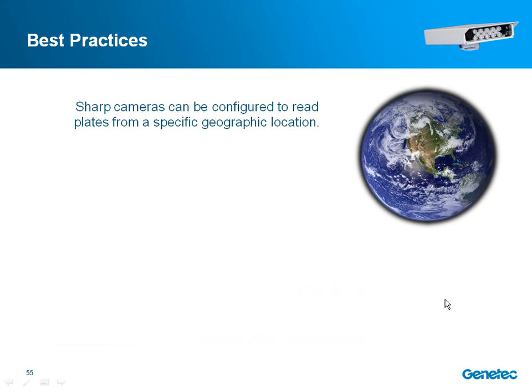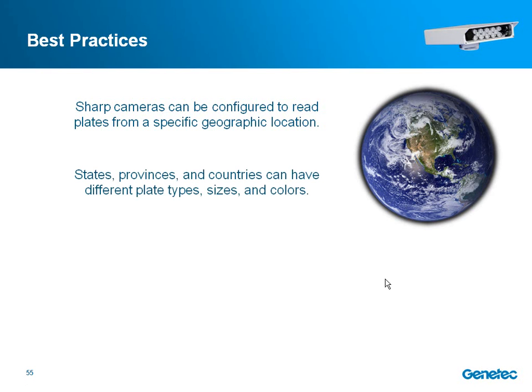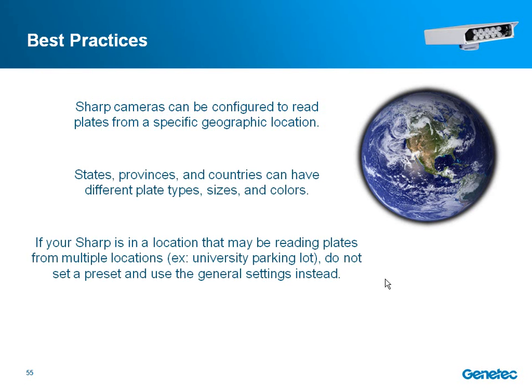We can also configure the Sharp cameras with automatic plate reading settings directly related to the geographic location of the Sharp. Since different states, provinces, and countries have different plate types, sizes, and colors, we have presets for almost any place you would need to use the Sharp cameras. If you happen to be setting them up in a location that will be reading plates from many different states, we would recommend leaving the configuration on the general settings, but otherwise we can change the regional optimization settings, which is called the config scope.